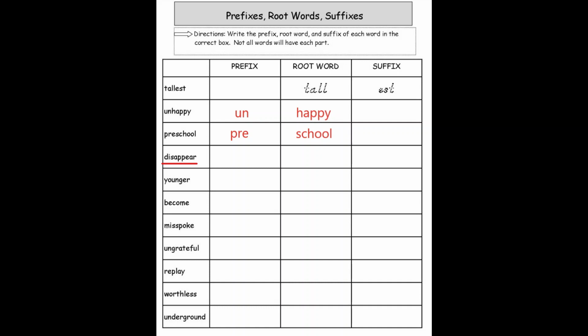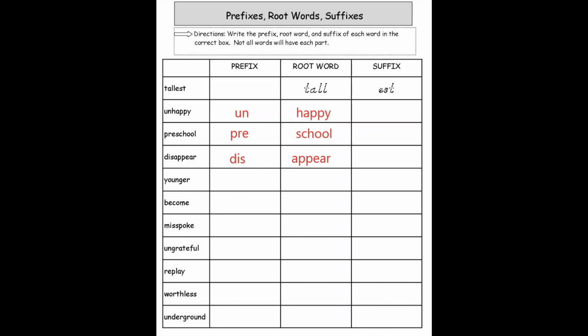Disappear. Again, I'm going to look at the root word for disappear. And the root word for disappear is appear. And then, having figured out what my root word is, I know the prefix will be dis, D-I-S, to make the word disappear.